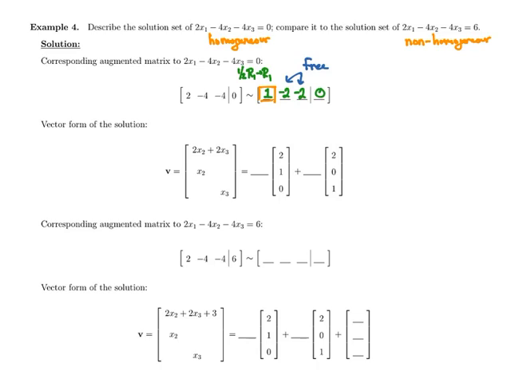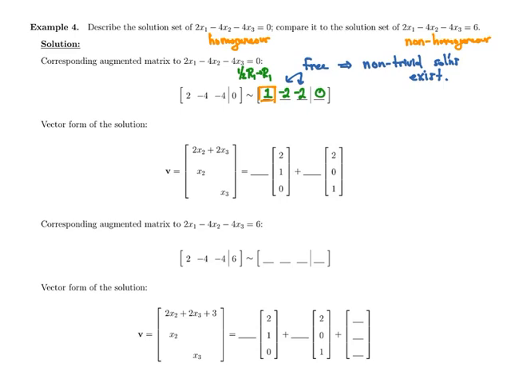So, because there are free variables, that means there are going to be non-trivial solutions, and we're going to try to find those non-trivial solutions. If we didn't have free variables, we'd only have 0 as the only solution. So let's look at the vector form of the solution.